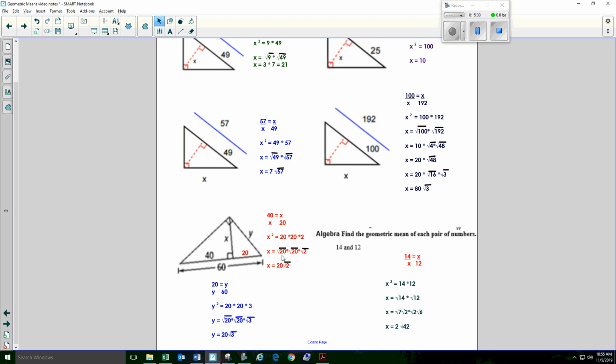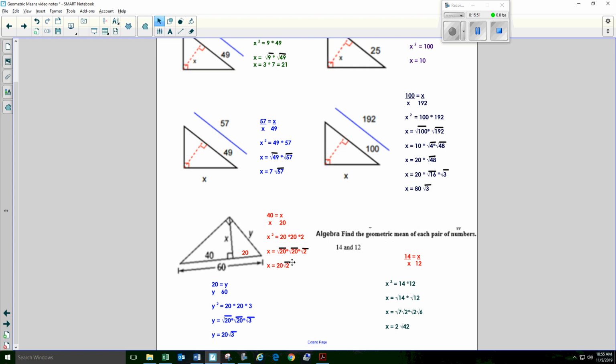I could waste my time and multiply the 20 times 20, get 400, put the square root of 400 in your calculator if you don't know your perfect squares, and the square root of 400 is 20. But just remember, square root of 20 times square root of 20, or square root of 5 times square root of 5 is 5, or square root of 10 times square root of 10 is 10. If I multiply any radicals of the same number together, all it does is take off the radical.